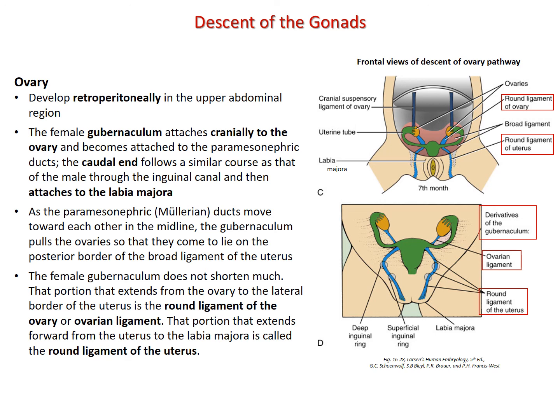The female gubernaculum does not shorten much. That portion that extends from the ovary to the lateral border of the uterus is the round ligament of the ovary, or ovarian ligament. That portion that extends forward from the uterus to the labia majora is called the round ligament of the uterus.